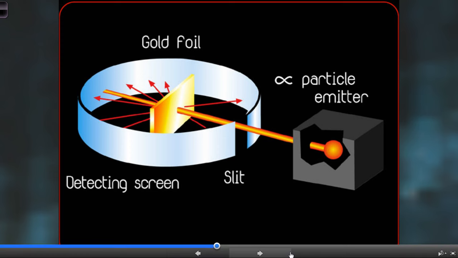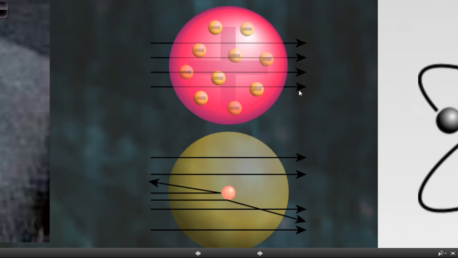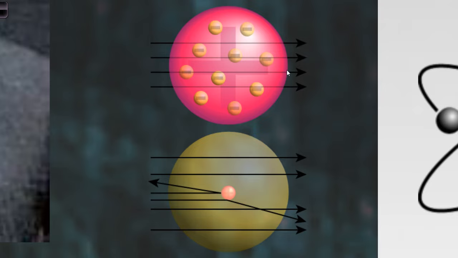And the reason he wasn't expecting them to bounce back is that this top one is basically Thomson's plum pudding model. If an atom was like this, a bunch of positive stuff with little negative bits in it, you'd expect the particles to go straight through it every time. If we shoot a plum pudding with a gun, the bullet's just going to go through it. It doesn't matter where we shoot the pudding, it's going to go through every time.